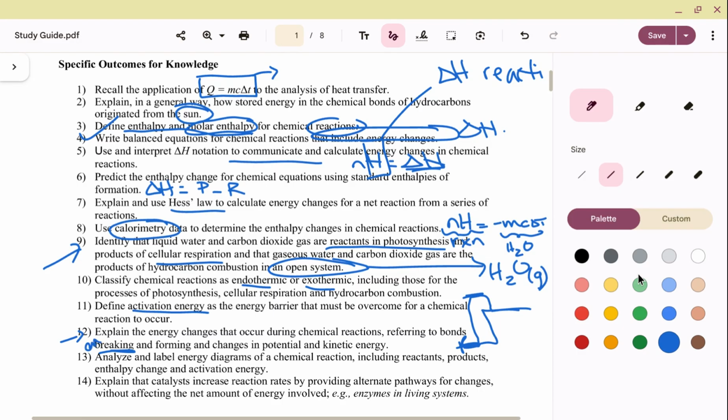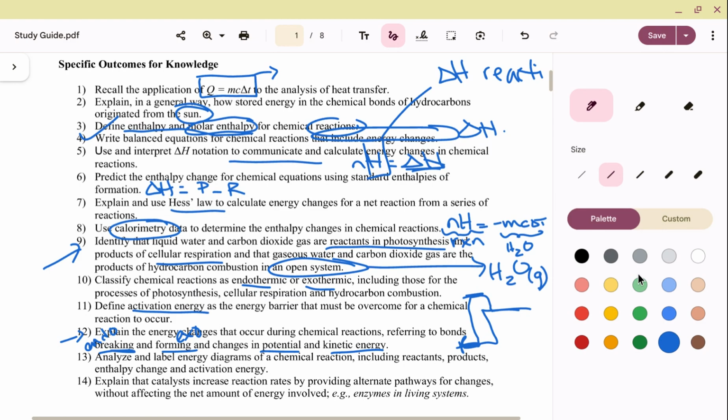So that's an endothermic reaction. Forming bonds would be exo. That's how heat is released. Potential energy is when you have a chemical reaction, and kinetic energy is just having that heating or cooling of particles. Looking at number 13, looking at labeling energy diagrams, this would be whether it's endo or exo.